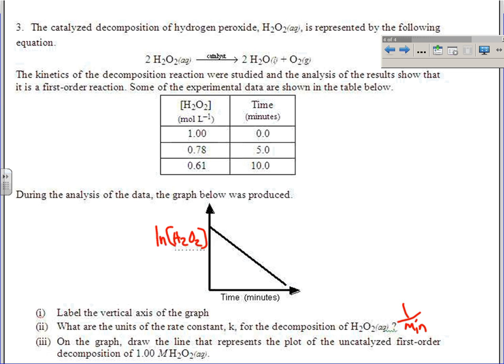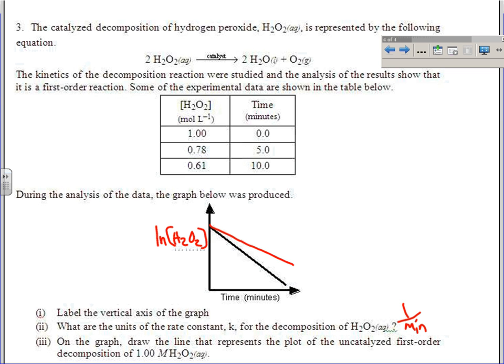Then the last question on the graph, draw the line that represents the plot of the uncatalyzed first order decomposition. Now if this is catalyzed, remember it's going to have a faster rate. That means a steeper slope. So for the same change in x, more change in y. So if I have an uncatalyzed reaction, it's still going to be first order, so the ln of concentration versus time is still going to be linear, but it's not going to be happening as fast. So that line, which is not as steep, is going to represent basically a slow reaction. That line might represent what the uncatalyzed first order decomposition would look like.